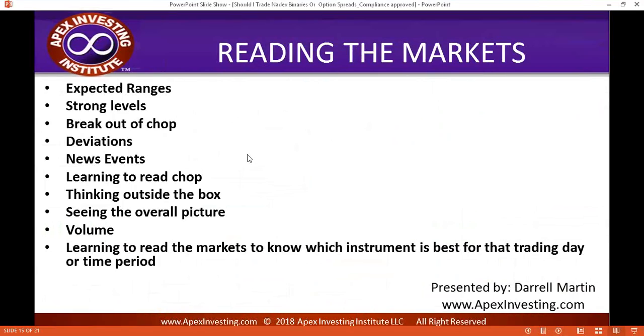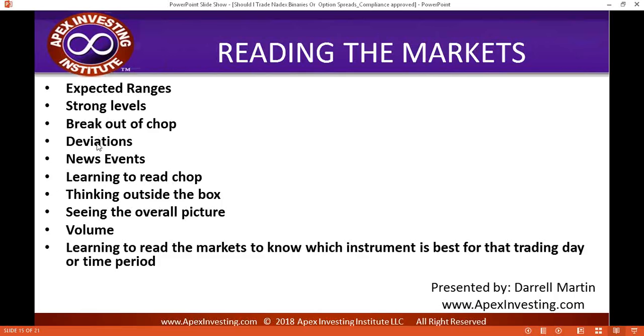We use a lot of things to read the markets. We use expected ranges, strong levels. We look for breakouts of chop. Is the market choppy right now? Maybe we should be looking at premium collection or binary trades. If we're having a big breakout of chop with some volume, maybe we're going to be looking at a big run, a nice trend, and we want to look at spreads.